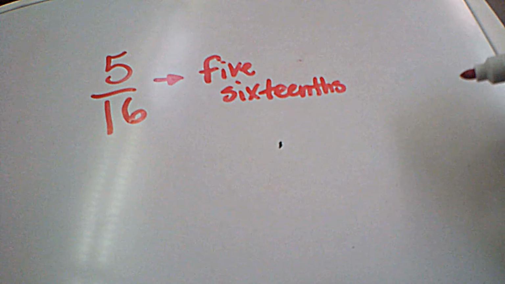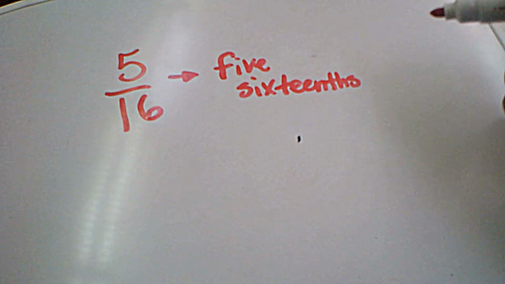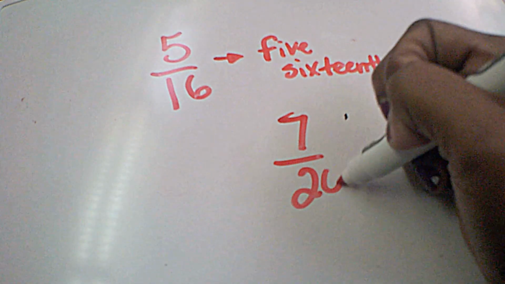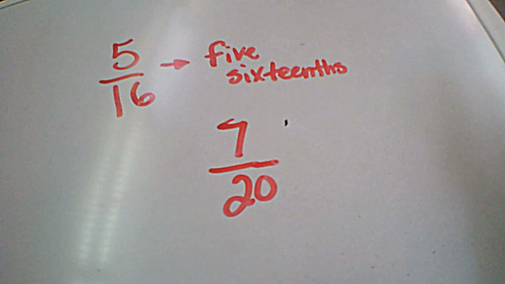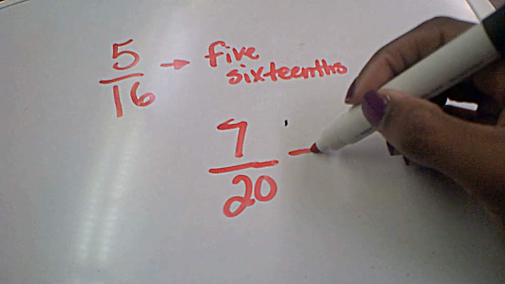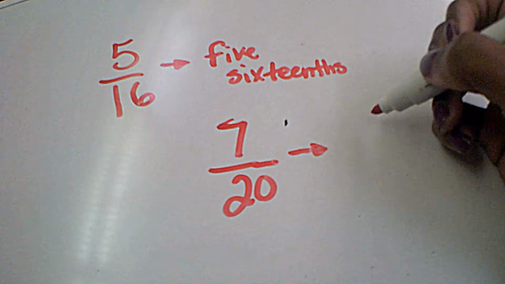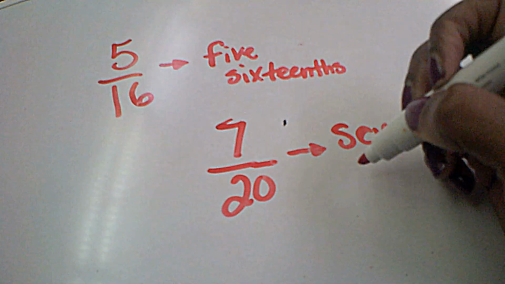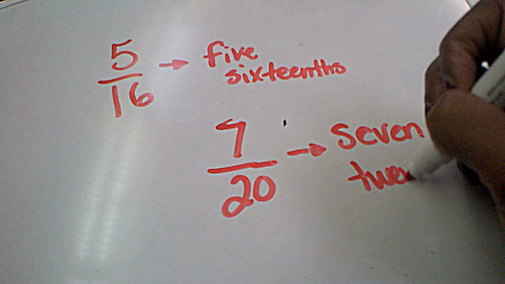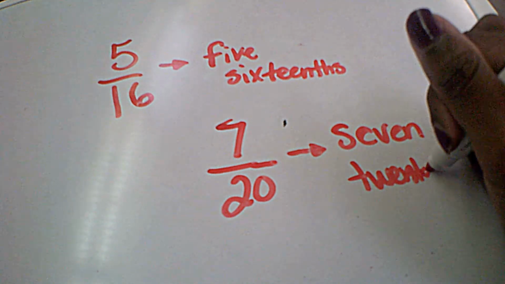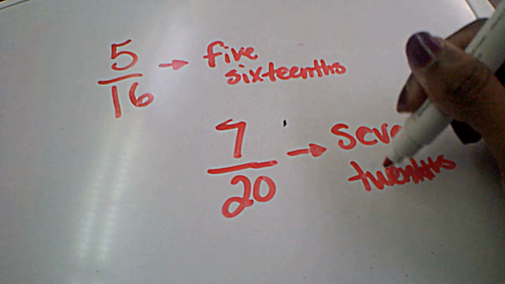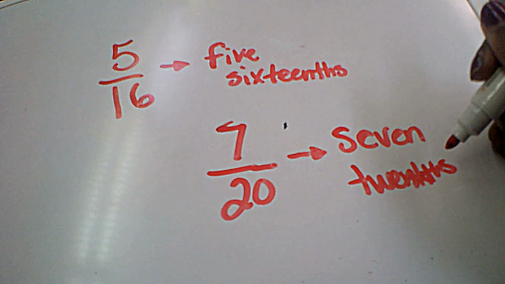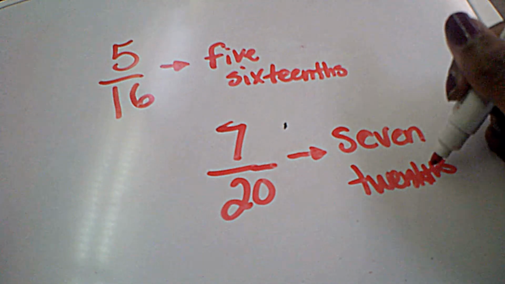Let's do another one. Let's say we have 7 over 20. I'm going to say this is 7/20. And excuse my handwriting. You guys already know from class that my handwriting is terrible. But this is 7/20.